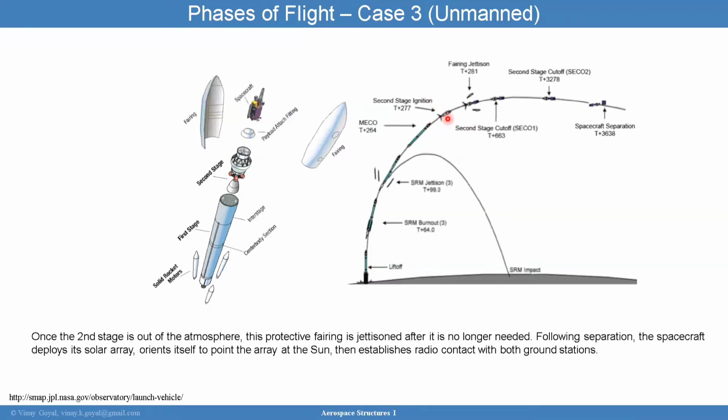And then once the second stage is out of the atmosphere, you don't need the fairing anymore because in space you don't have any heating environments that are of concern other than the sun, the radiation heating. And you can jettison the fairing. And following separation of the spacecraft, we can deploy the solar arrays because you don't have a problem there, and orient it to point the array to the sun. And that will then establish the radio contact with the ground stations.